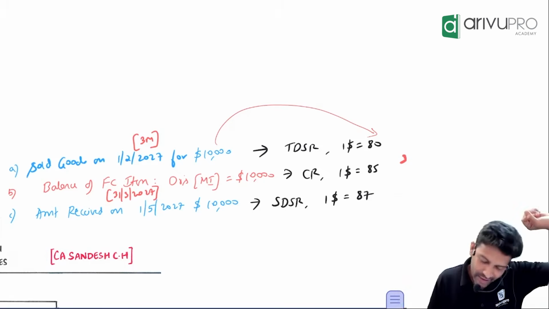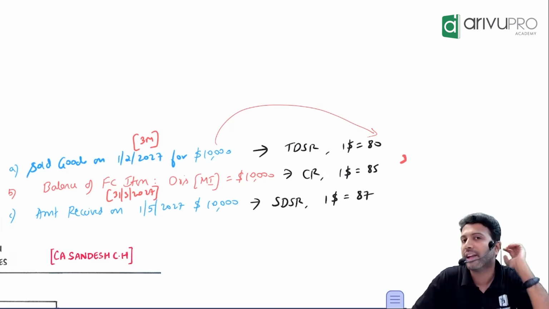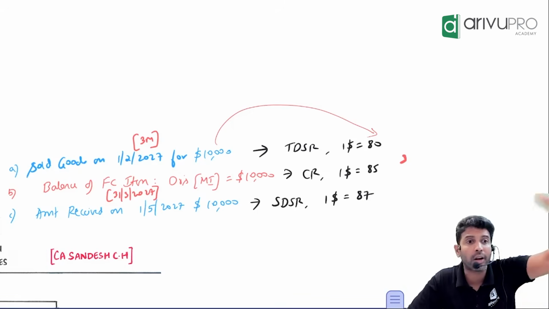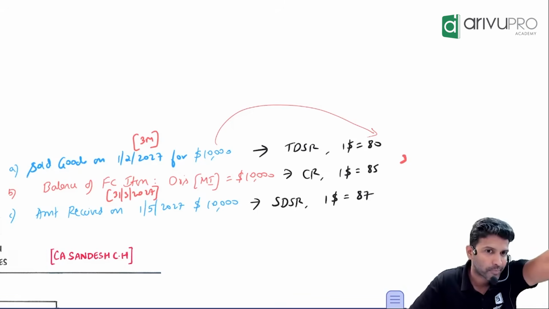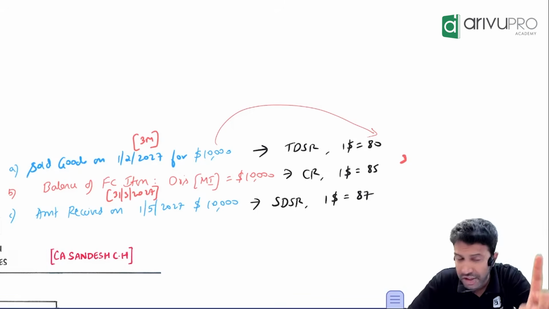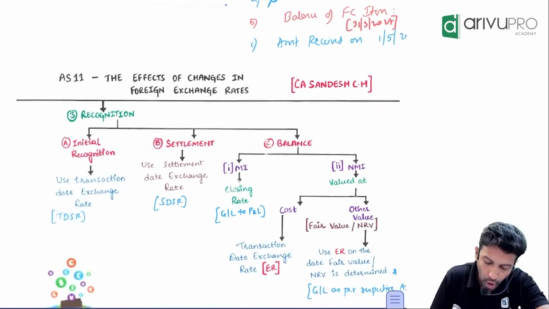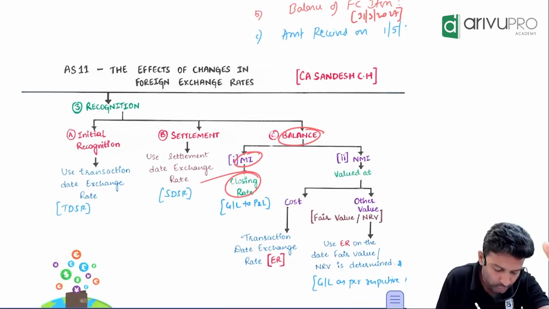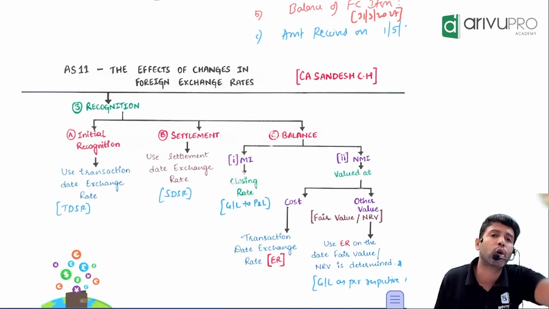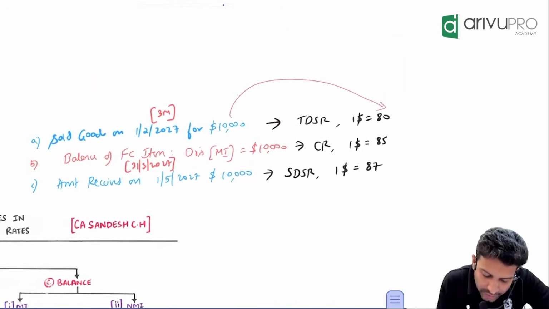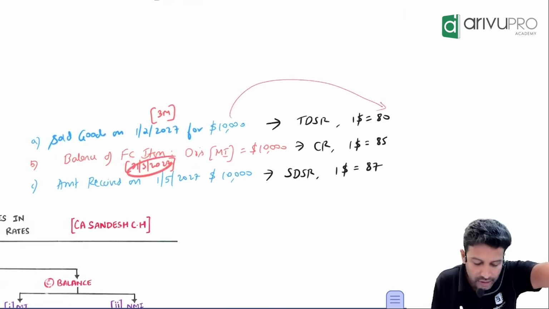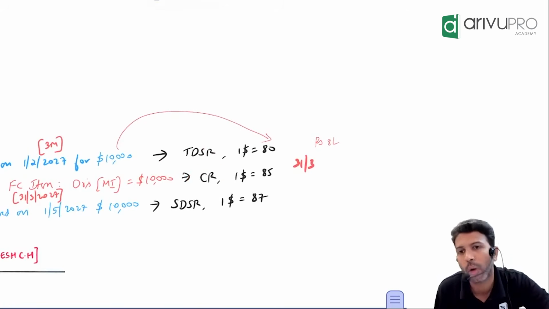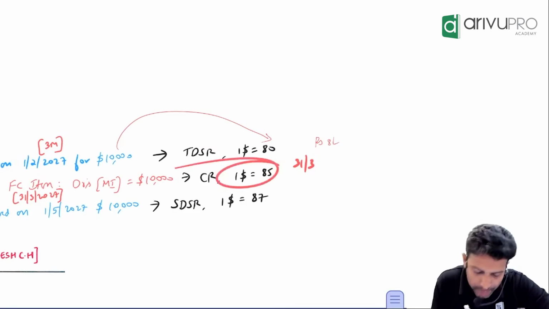Correct? Now, what does AS 11 say? Between this transaction and settlement date, if a foreign currency item has a balance, you have to show it in the balance sheet by reconverting at what rate? All monetary items should be reconverted using the closing rate. Closing rate means when will you close the books? 31st March. So the exchange rate on 31st March, we call it the closing rate. That's it.